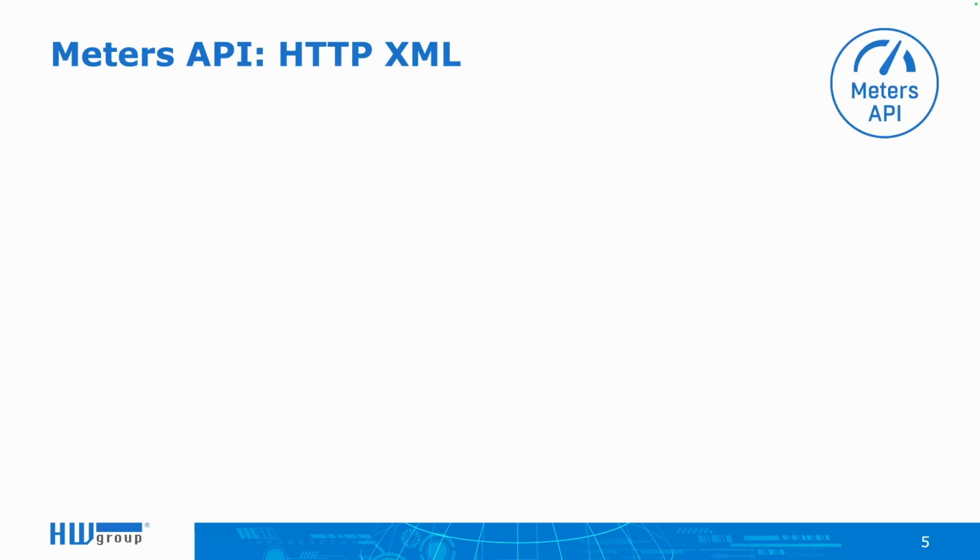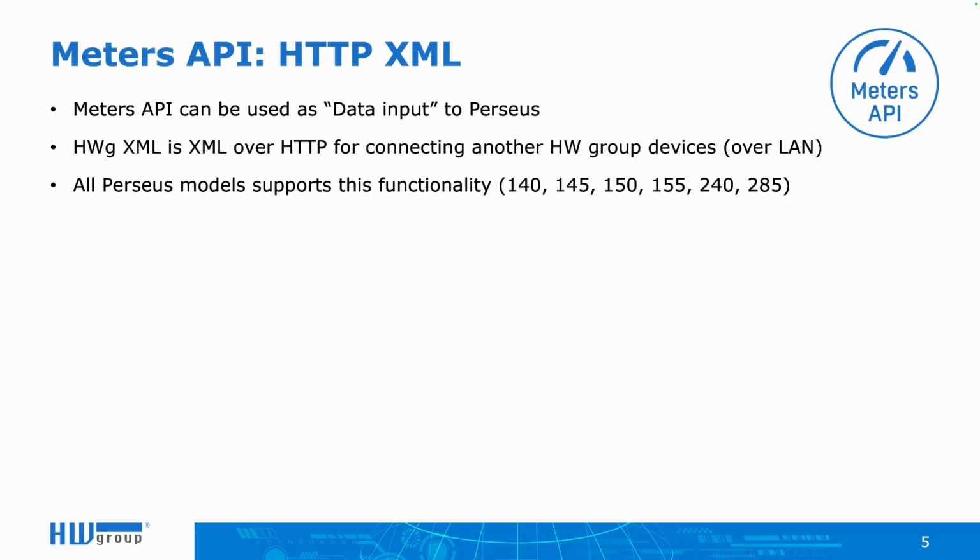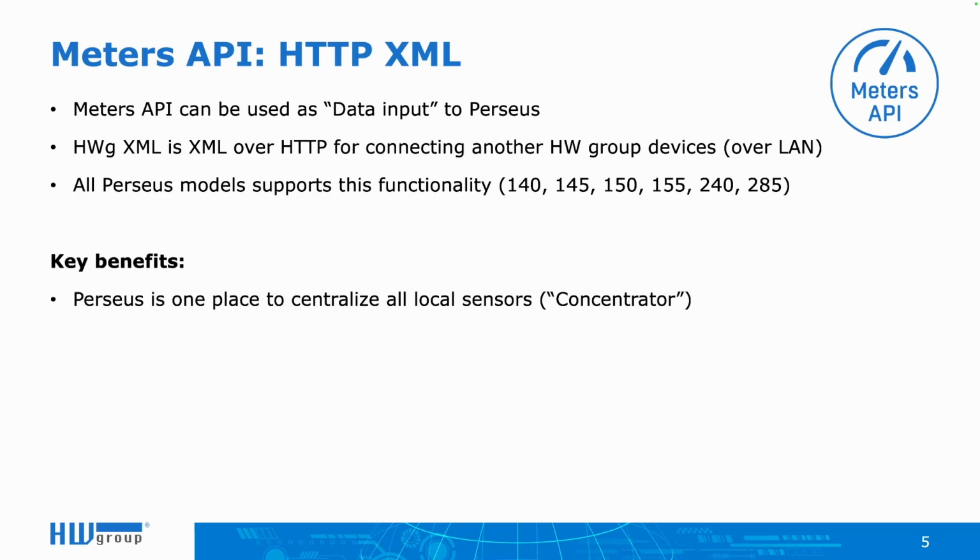HTTP XML is one of the many supported meter types that can be connected to the Perseus. Via the Meters API, you can connect other HW Group devices to Perseus, provided they are on the same network. This meter type is supported by the entire range of Perseus devices. Connecting HW Group devices to a single platform centralizes all your local sensor data in one place within Perseus. Furthermore, all devices connected to Perseus can be listed in your portal account under the Perseus device.